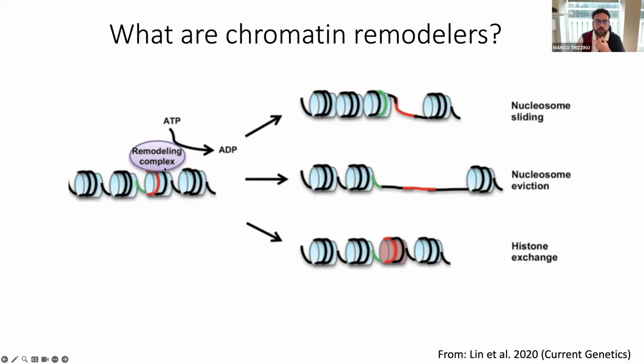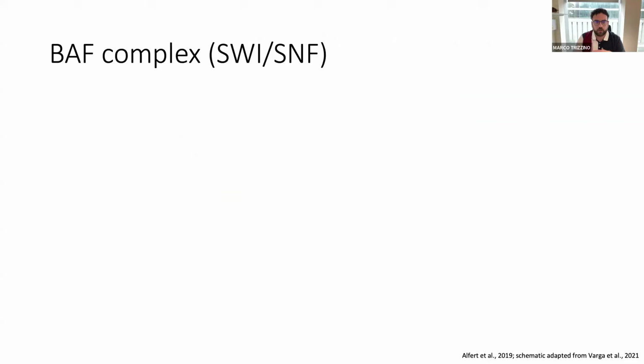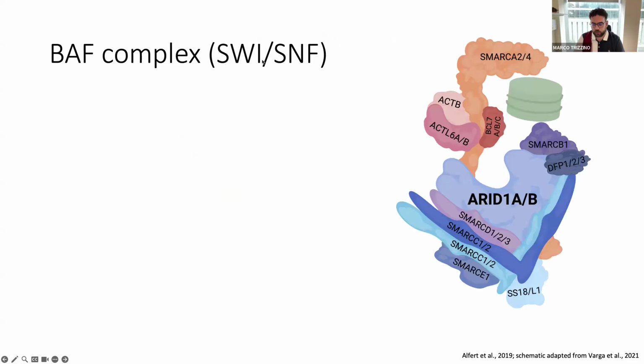They're big protein complexes made of many subunits, and they all have something in common. They use ATP hydrolysis as a source of energy to do this nucleosome remodeling. So they can slide nucleosomes, evict nucleosomes, exchange histones, and add more nucleosomes if they need to repress, so they can have both an activating or repressive function. Just one example of that, the most common chromatin remodeler in eukaryotic cells is called BAF, or SWI/SNF; they're synonymous. BAF complex, you can see an example here.